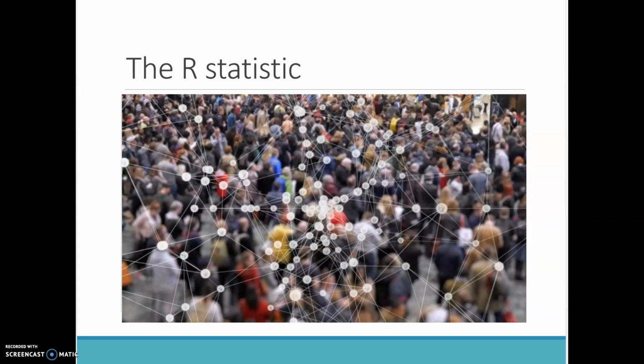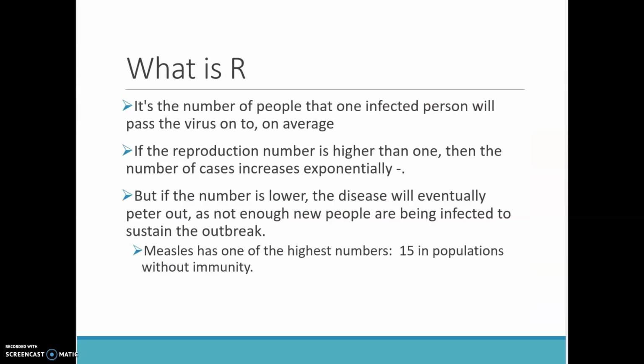Okay, so the last statistic we're going to be talking about is what's called the R statistic, and this is something that was introduced to you in the contact tracer class. The R statistic is a statistic that's used to measure the rate of growth of an outbreak or a pandemic. So it's the number of people that one infected person will pass the virus on to on average. And the higher that number is, the faster the rate of growth of the number of cases will be.